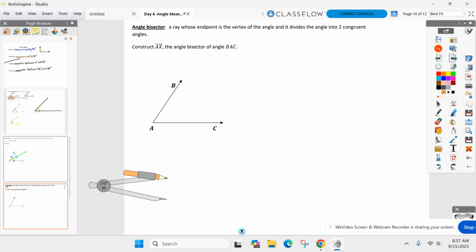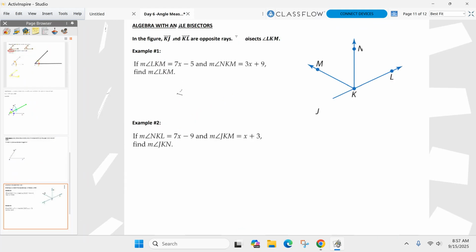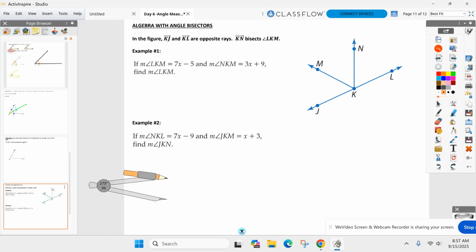Oh, I did it on the wrong one. Would I have a double one up there? Double slide. All right, here we go. Algebra with angle bisectors. First, we need to get into this habit. I got to read the directions because the directions are probably going to contain some vocab that we've talked about.